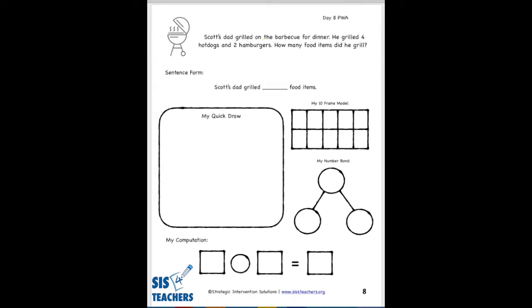We have certain things on the form, such as sentence form, which really helps students to understand what the problem is asking, instead of just circling the two numbers and adding because you're adding this week, or taking the two numbers and subtracting because you're subtracting this week.